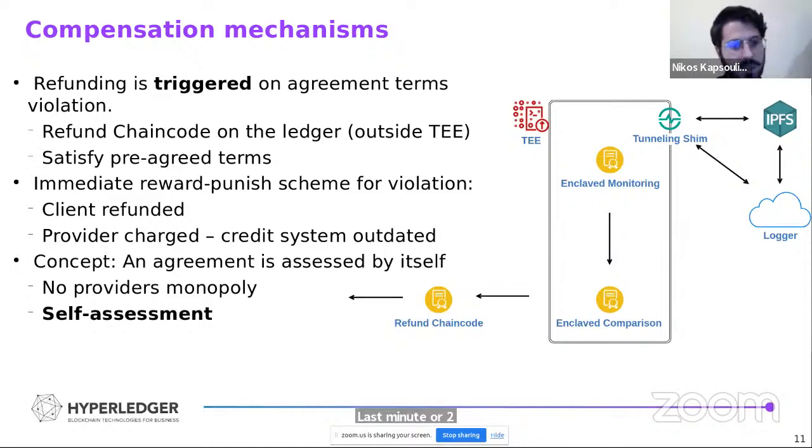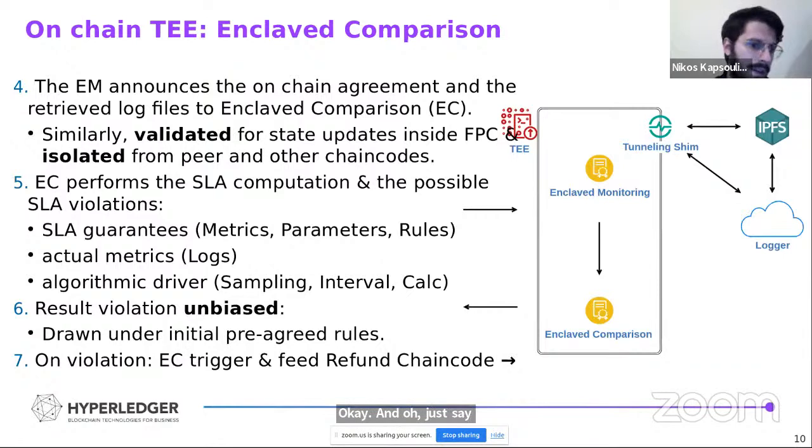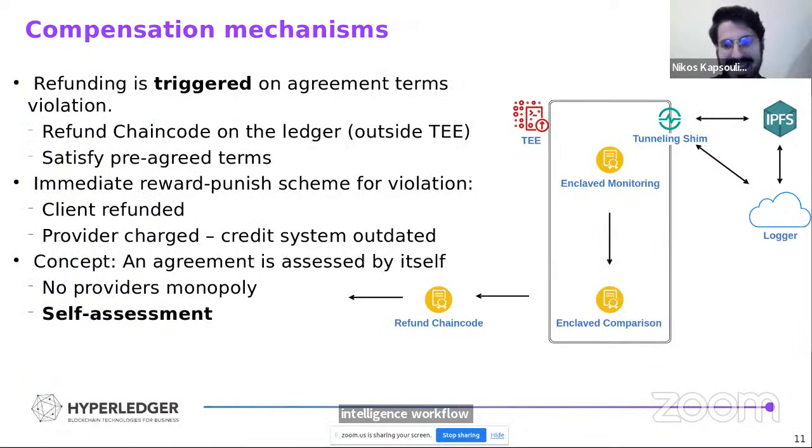Okay, I will just repeat the last thing: we have a fair result of the computation of the SLA metrics that happens inside the enclave comparison, because we are using isolated hardware technology. And the important thing now is whether we have a violation or not, in order to continue the SLA intelligence workflow. I hope I wasn't chopping again at the same point.